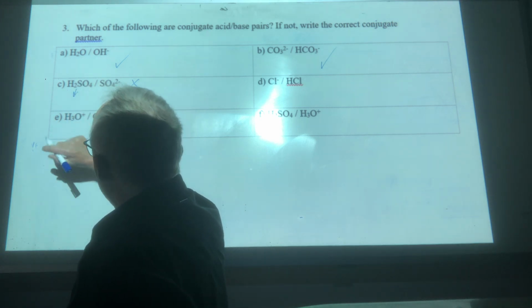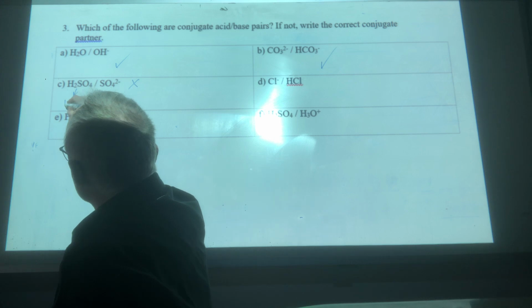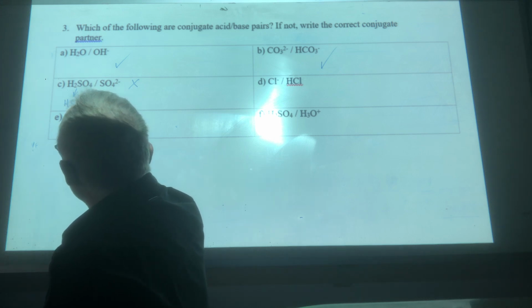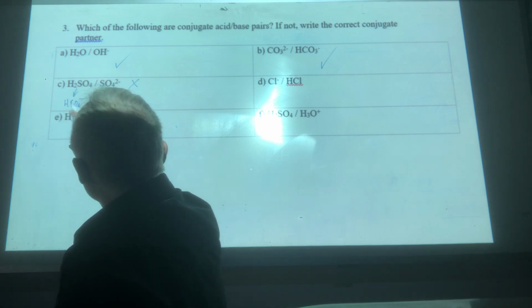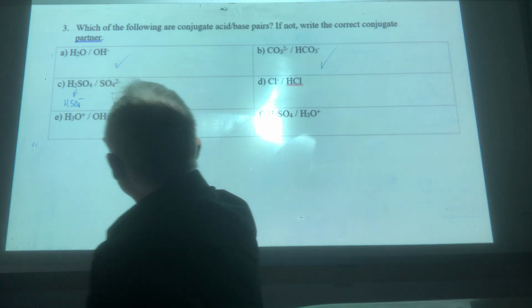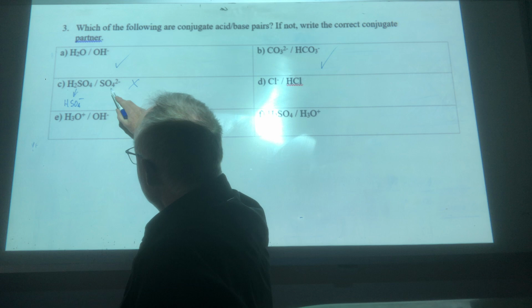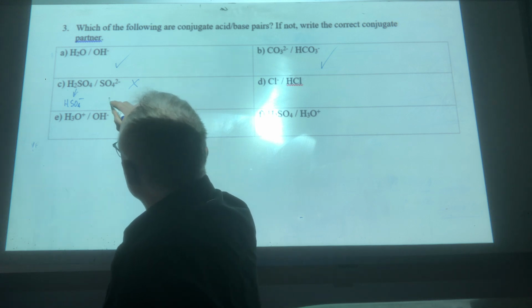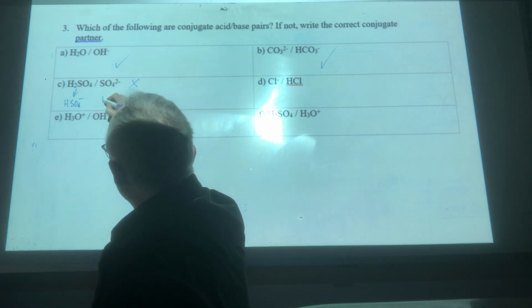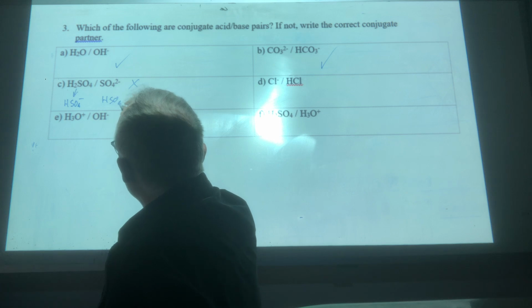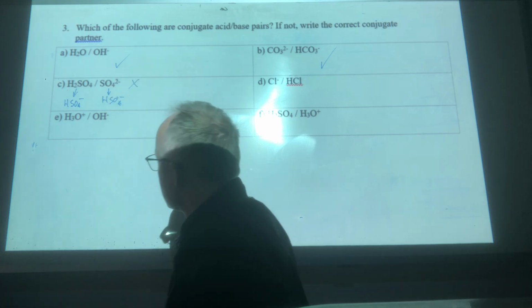So if sulfuric acid loses a proton, its conjugate base will be HSO4 minus, loses the H, loses the plus, goes from neutral to -1. If sulfate gains a proton, turns into HSO4 minus, gains a H, gains a plus.